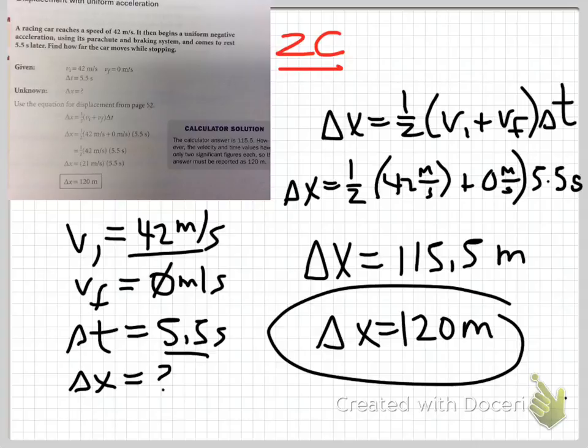Assigned are all of the 2C problems on page 53. So 2C, page 53, all. I'm going to give you about 15 minutes to start on those, and then we'll move on to the 2D and 2E problems. So grab a book.